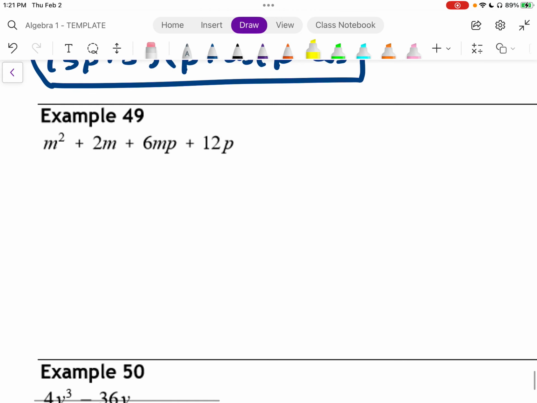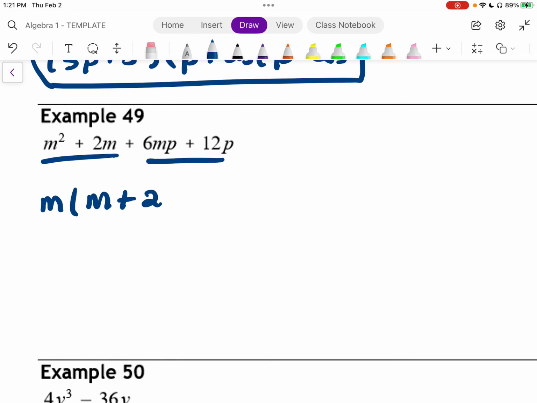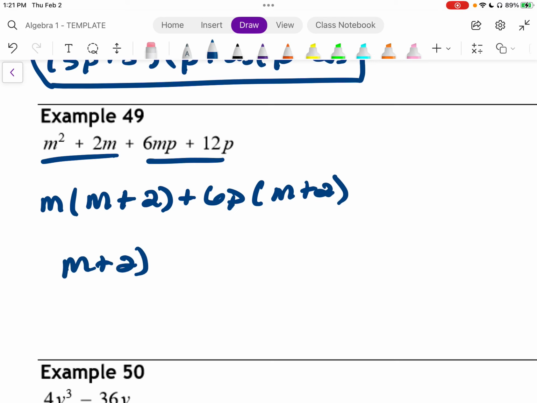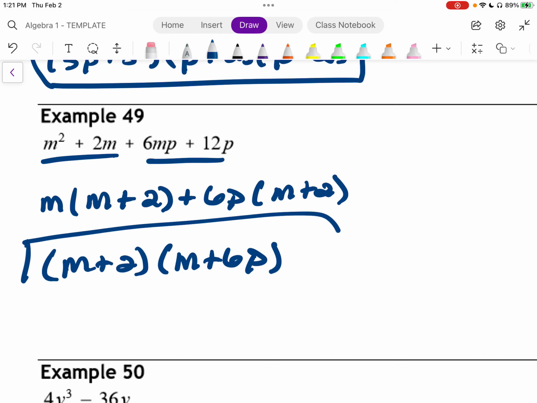All right, 49. Another difference of 2 squares, not difference of 2 squares, another factor by grouping. So we're going to look at the first 2, second 2. We can pull out an m, and we're left with m plus 2. And the second one, we can pull out a 6p, and we're left with m plus 2. Then we have m plus 2 out front. And then our leftovers, m plus 6p. And there we go.